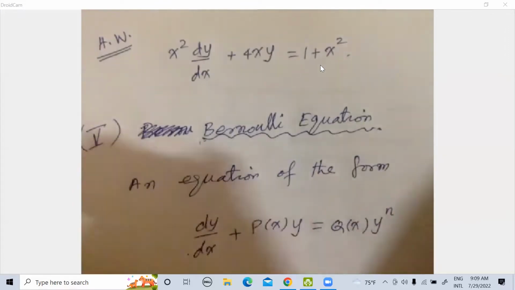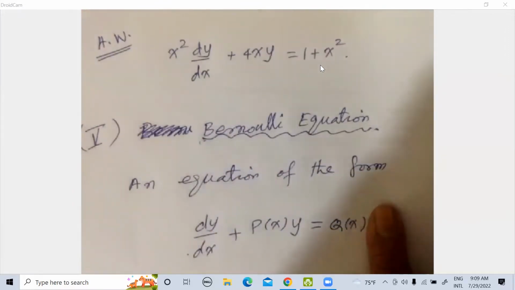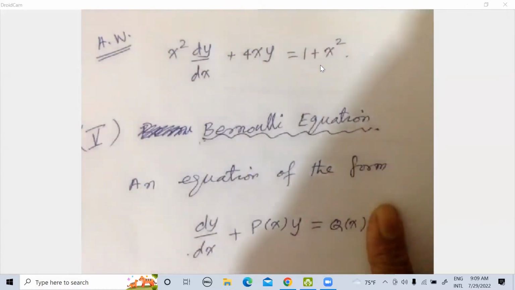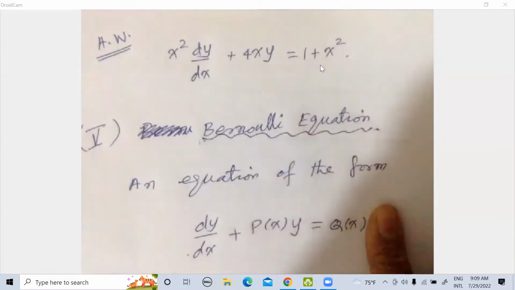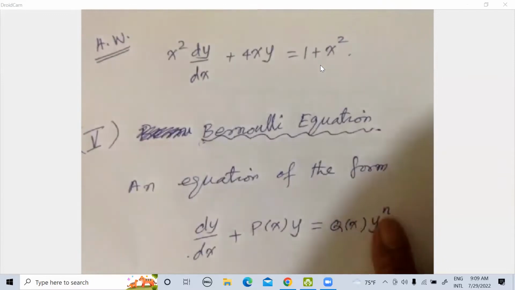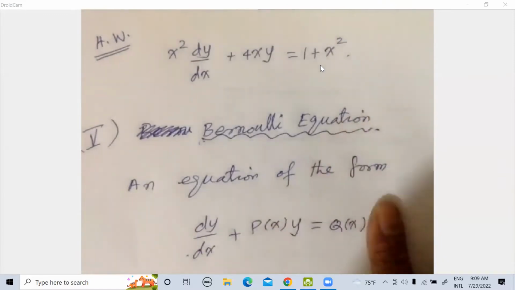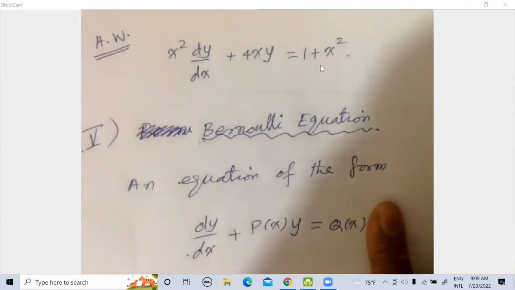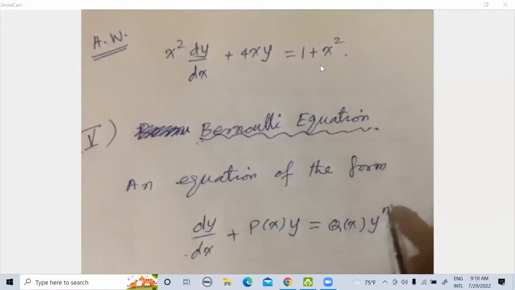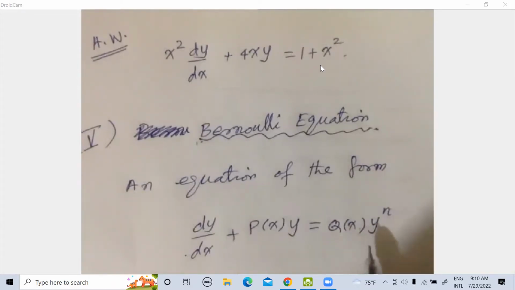If this term is not there, the Bernoulli equation is a first order linear differential equation. We learned how to solve it using the integrating factor method. So if n is equal to 0, y to the power 0 is 1, therefore it becomes a linear differential equation.